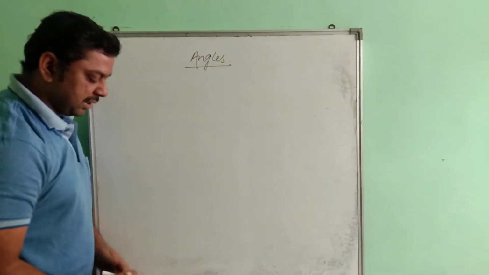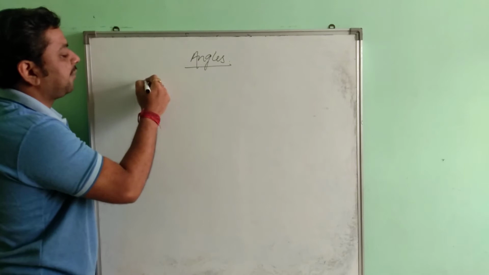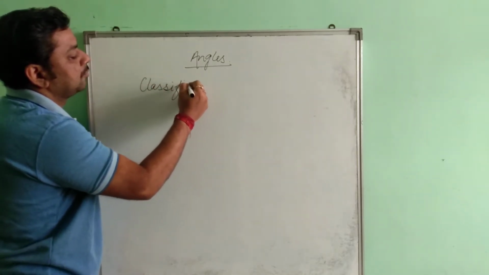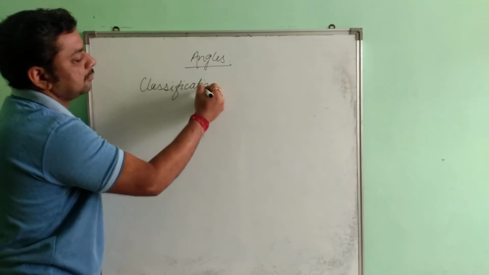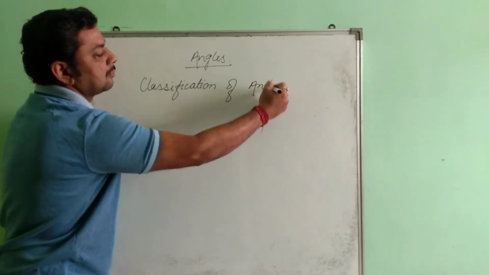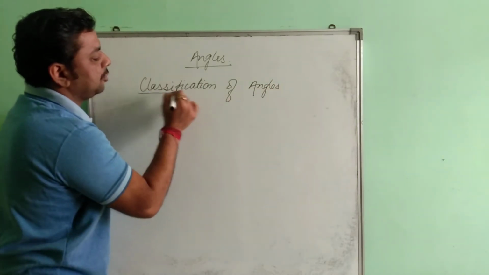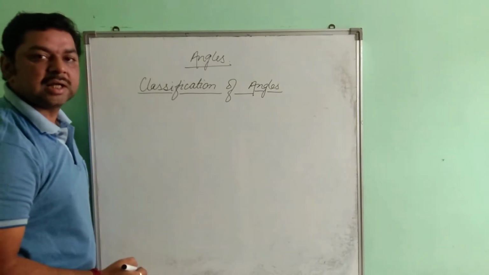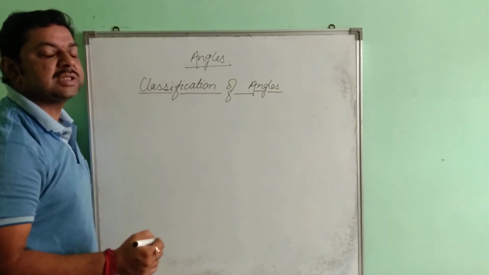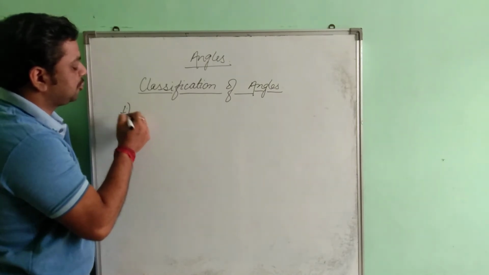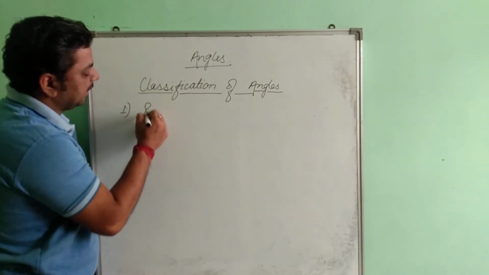Now we are going to see the classification of angles. What is the classification of angles? Classification means the types of the angle. Clear? Now first we are going to see the right angle.